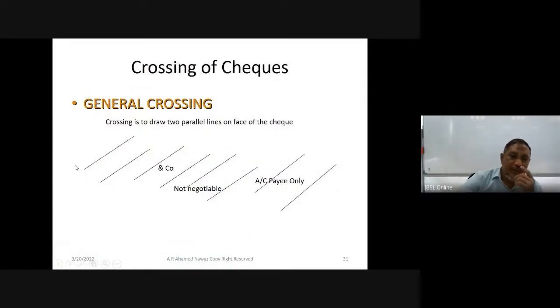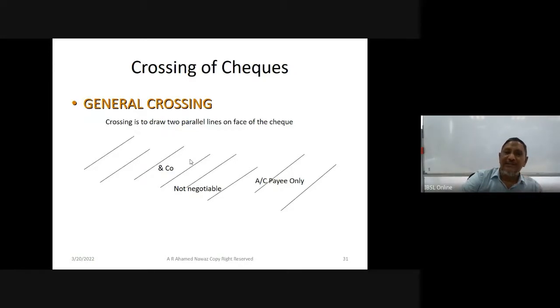Two transverse parallel lines on the face of the check. These are like this, or two parallel lines with the word "and company." This "and company" was incorporated in England a long time before, because checks were dealt with by business people, companies only. Therefore, this "and company" is incorporated there. Still, we are using this "and company" because it is there in our books.